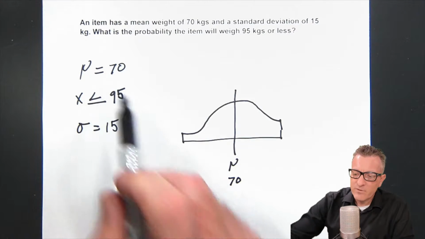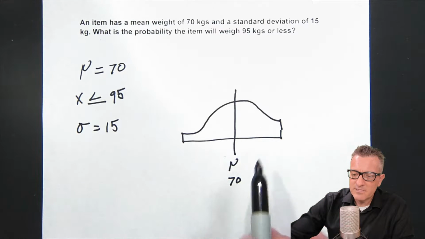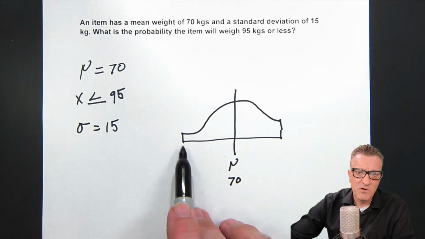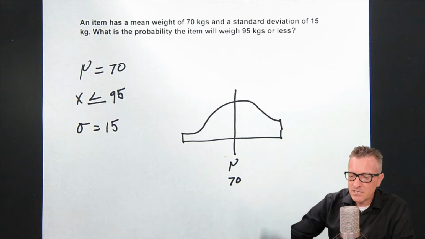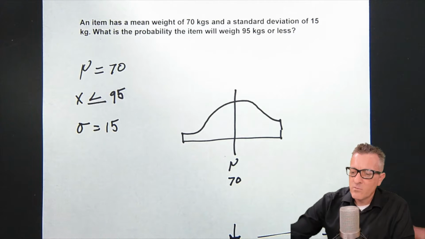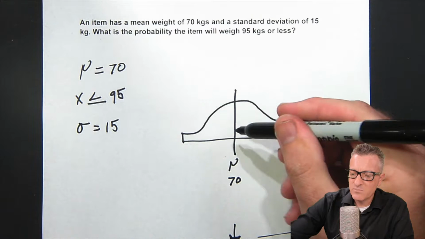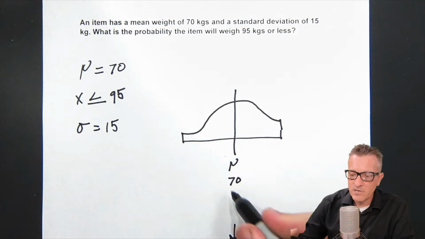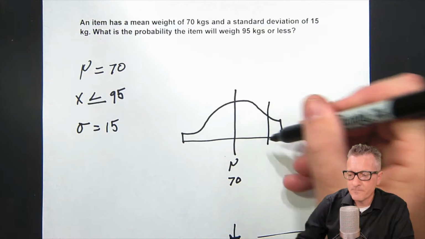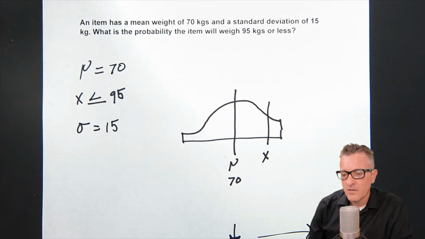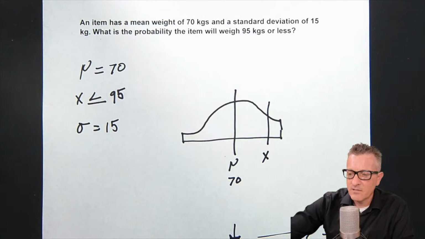So if we look at this, over here is a very small value, and over here is a very high value. So it actually increases as we move to the right and it decreases as we move to the left. Then when we go past mu, which is 70, we're going to go to the higher than mu part. So we're going to put our x right here, okay? Because it's 95. It's 95 kilograms or less.